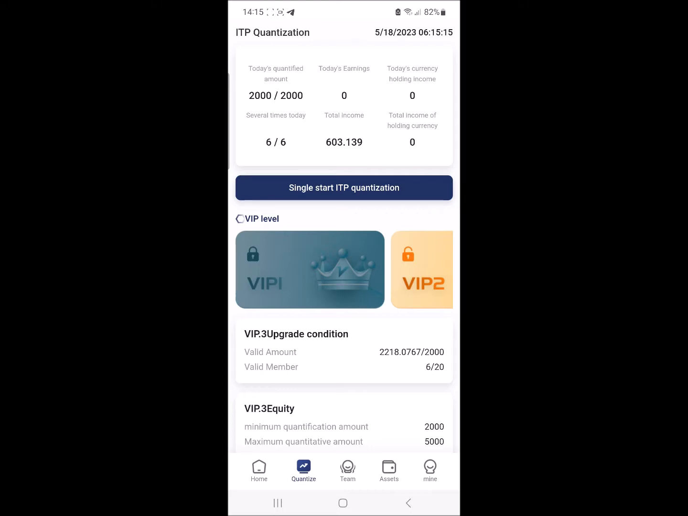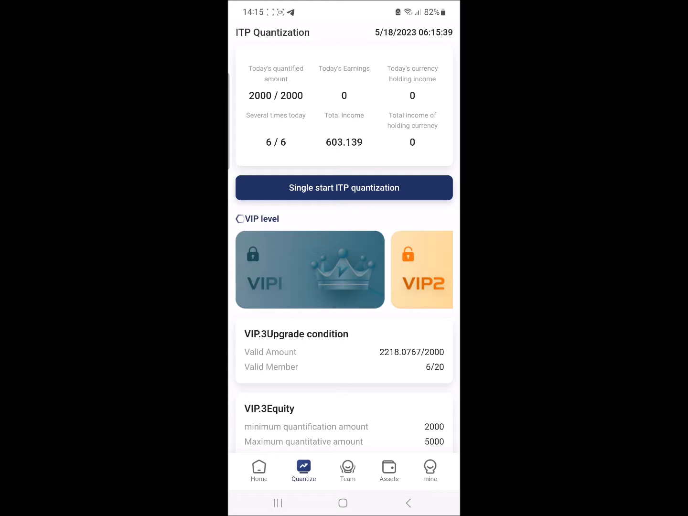At the top and in the middle, you'll see today's earnings. At the moment, it's at 0 because I haven't done a trade yet. Below that is total income, which you'll see there. I've got $603.139, which is since I began, roughly about 3 weeks ago now.